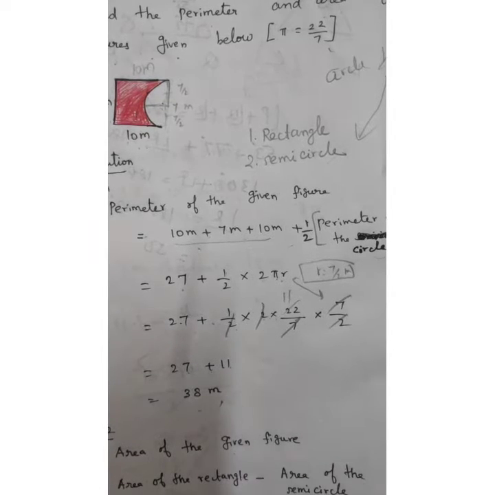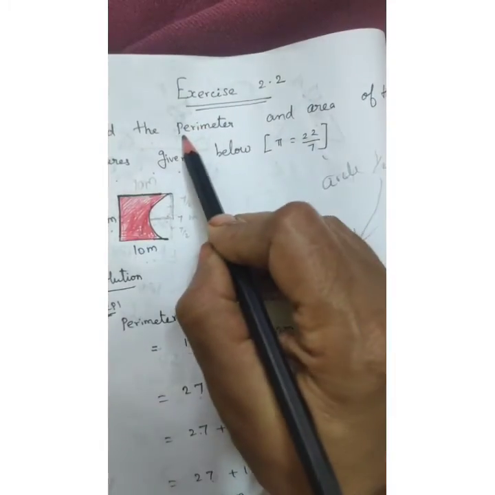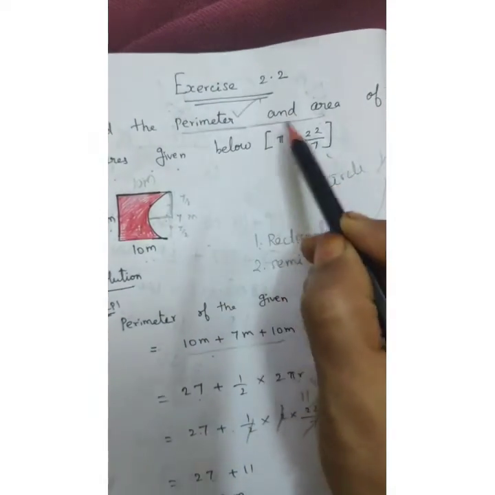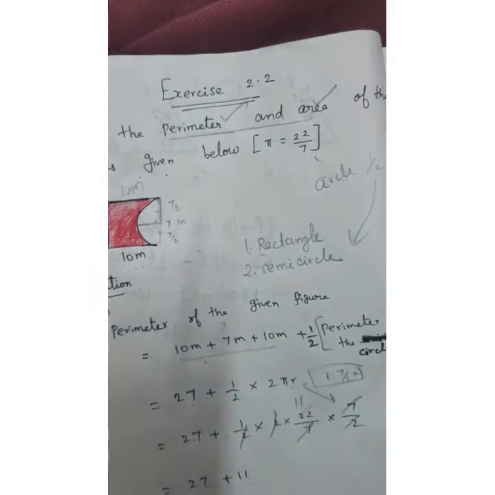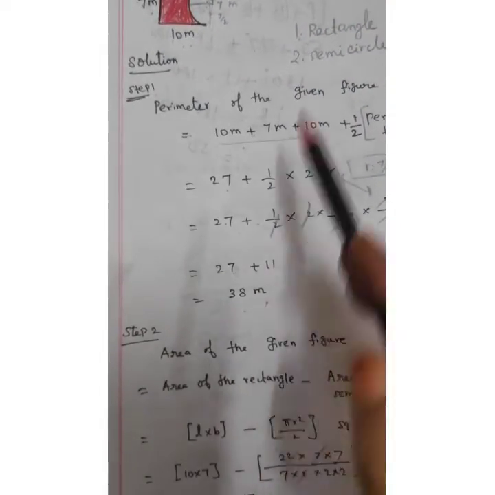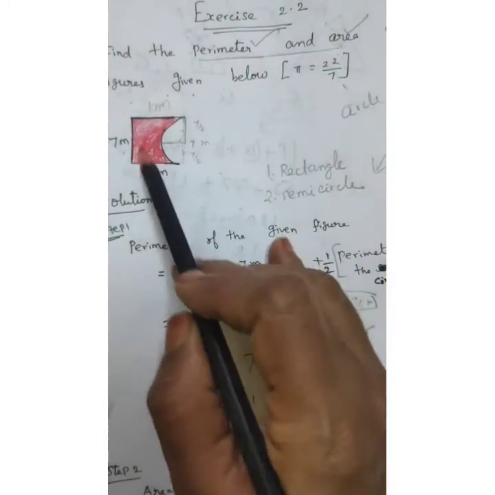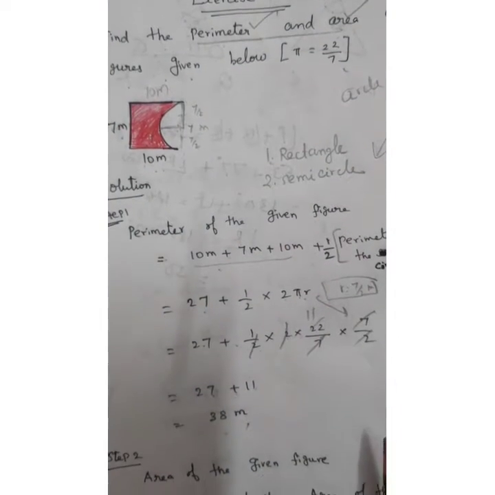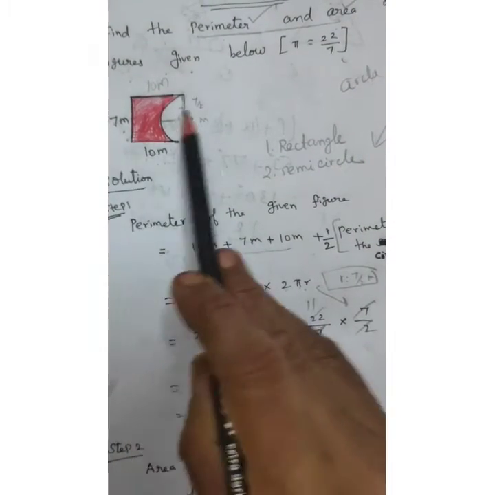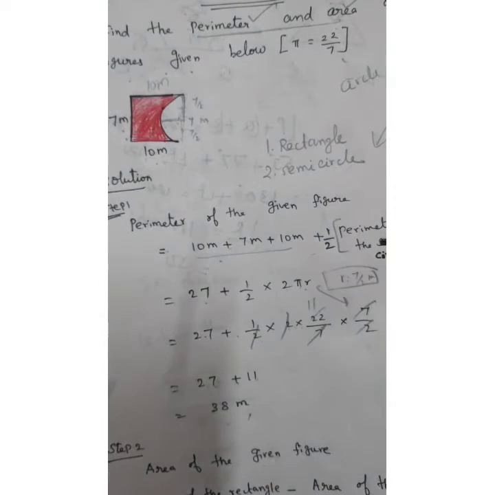Step 2: they are asking for both perimeter and area. Perimeter is found, next you find the area. Area of the given figure. What are the figures? There is a rectangle and a semicircle. So we want to find the area of the rectangle and the area of the semicircle.